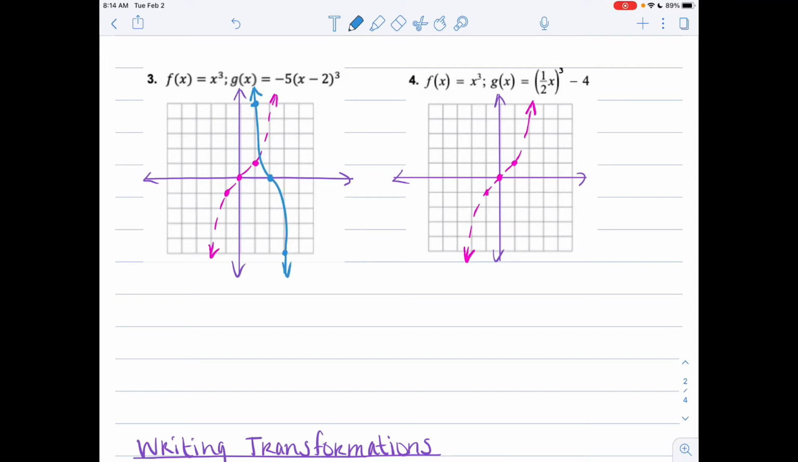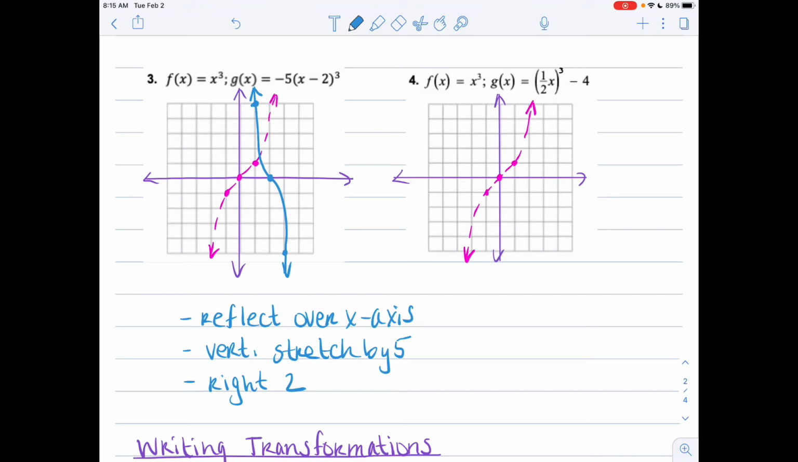So let's recap what we did. We did a reflect over x. We can see that because this looks the opposite direction now. It has reflected. And then we did a vertical stretch by 5. And then finally, we moved to the right by 2.